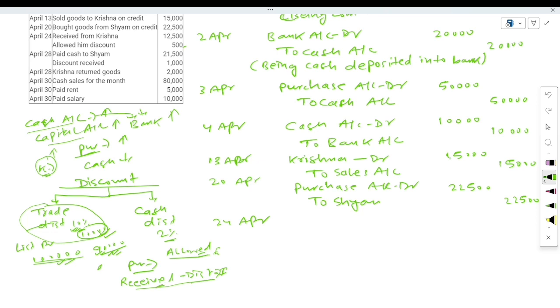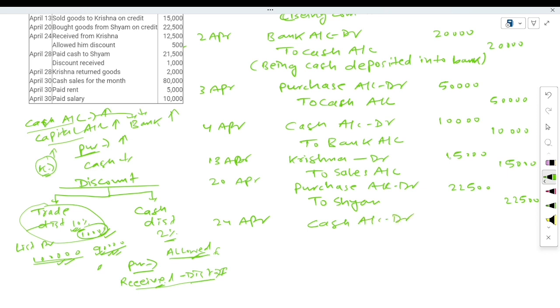Discount received is an income, it means it will be credit. Discount allowed is an expense, so it will be debit. See here in this question what is happening? Received from Krishna 12,500, allowed him discount 500. Here the proprietor is allowing discount to Krishna. How much cash is he receiving? 12,500. Then here we will pass the entry: cash account debit.